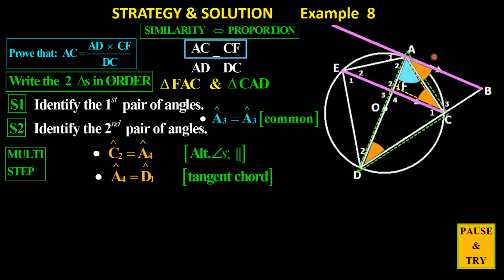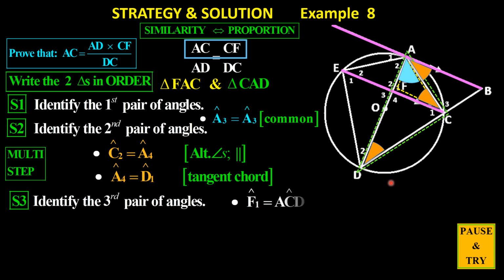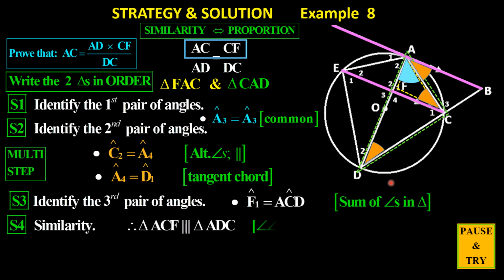Third pair, just easy. We can see there we still have to have angle F1 equal to angle ACD. And there the reason is sum of the angles of a triangle. Therefore, the two triangles are similar. So I have ACF similar to ADC, and that's angle, angle, angle. Once we have the similarity, we can get the proportion. First two over the first two, the last two over the last two, the first and the last over the first and the last. Easy.